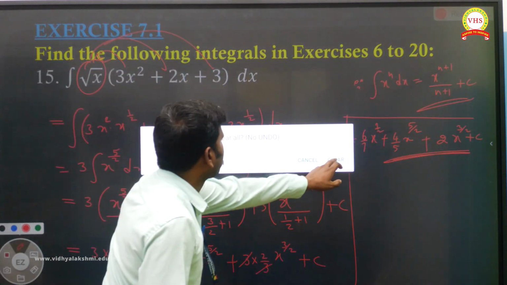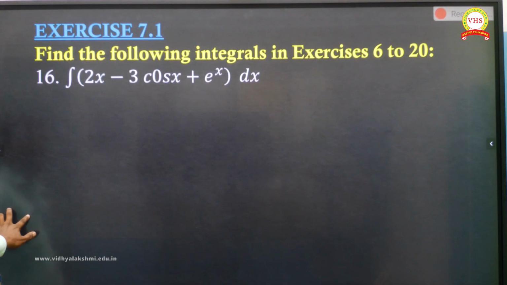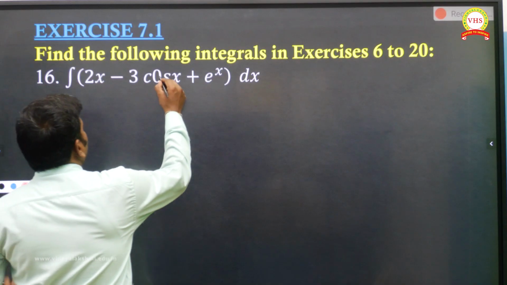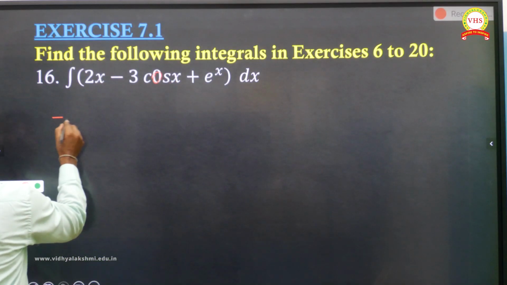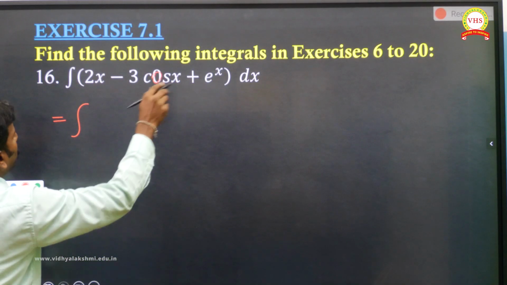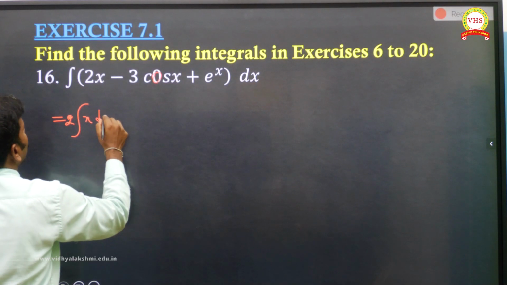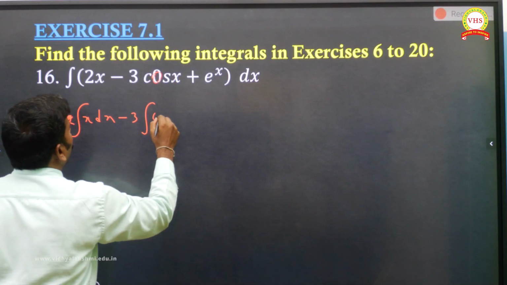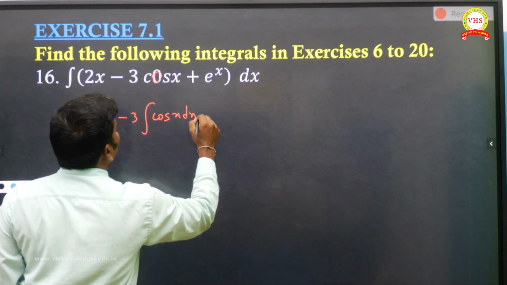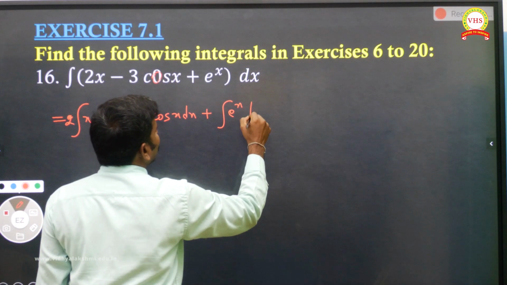Sixteenth one will go. So 16th one, this is cos. Okay, right. What is that? The 2 integral will give separately. 2 is a constant, let it be outside. And integral x dx minus 3 integral cos x dx plus integral e power x dx.